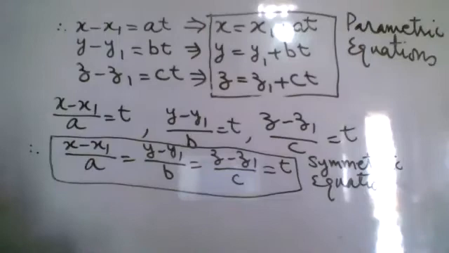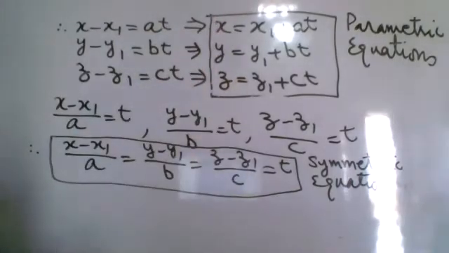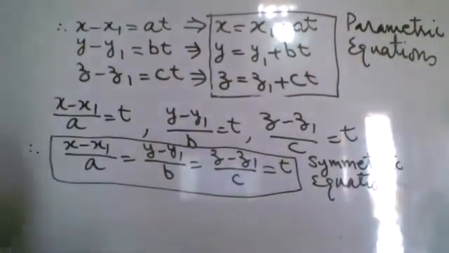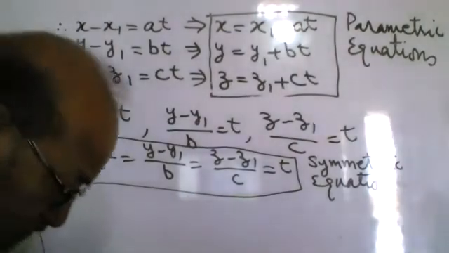Understood? So you may do it directly if the point is given and the vector is given. No problem. Okay, now we will do the exercise. We will do some questions on this, when the point and the parallel line are given.